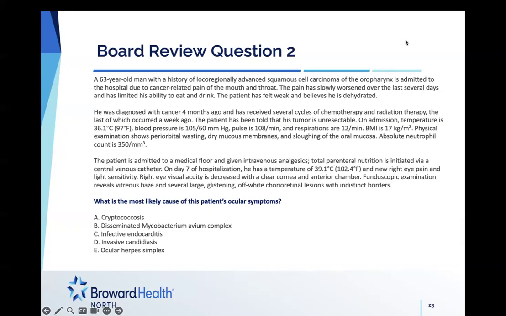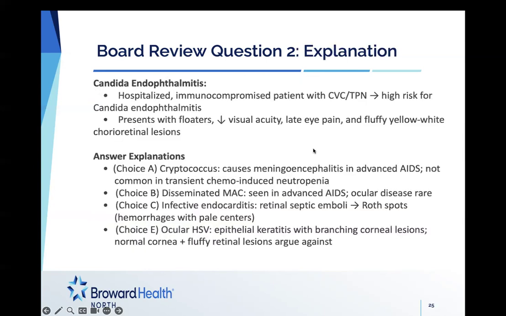So we have cryptococcus, disseminated Mycobacterium avium complex, infective endocarditis, invasive candidiasis, and ocular herpes simplex. And so the answer is invasive candidiasis. So this patient is immunocompromised, so that should be a red flag in your mind that it's Candida, and so that basically puts them at high risk.